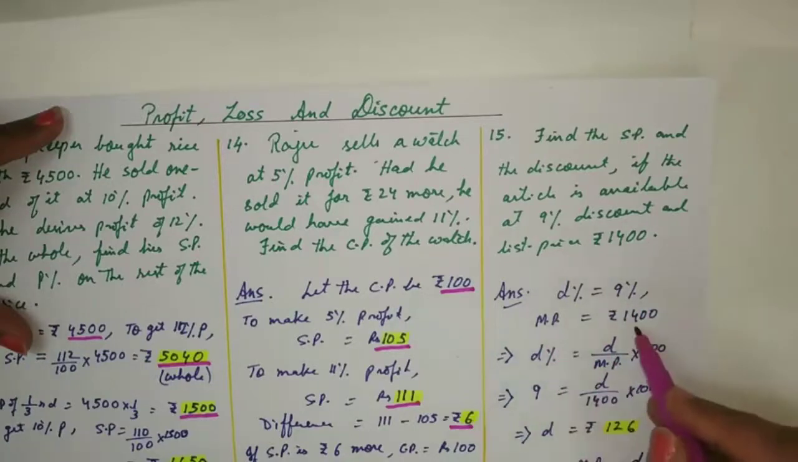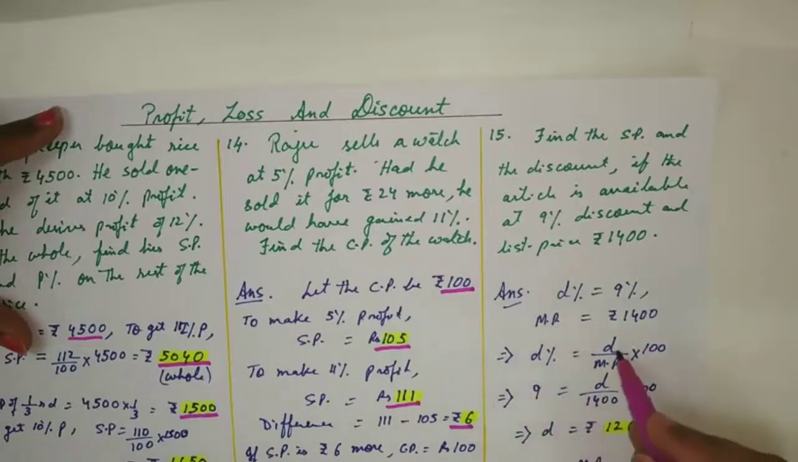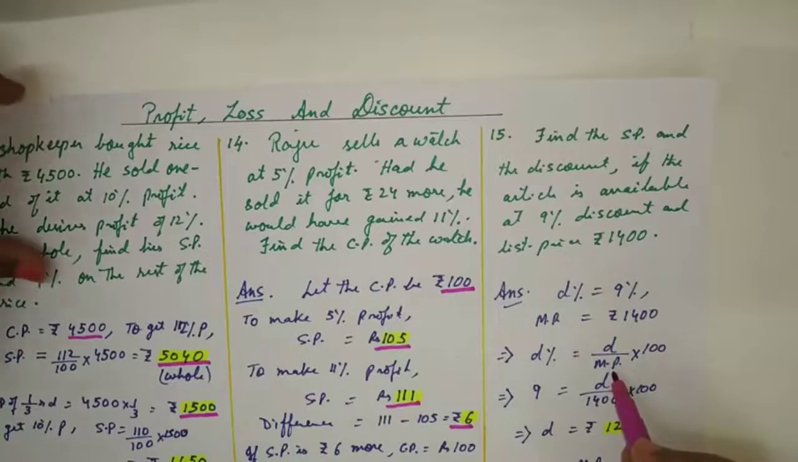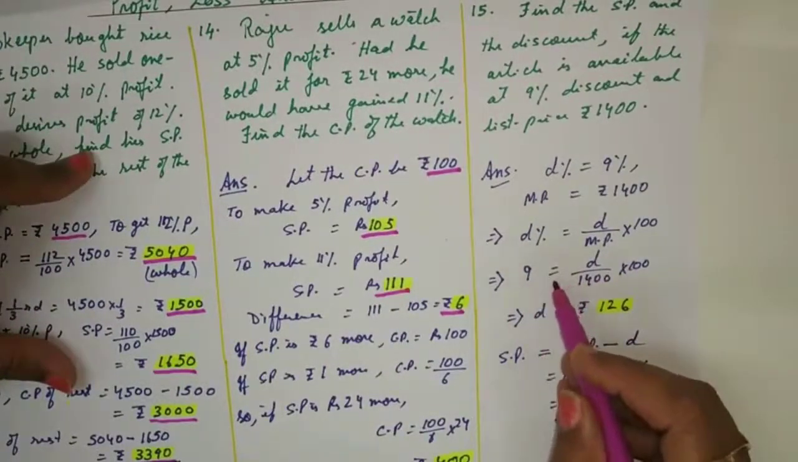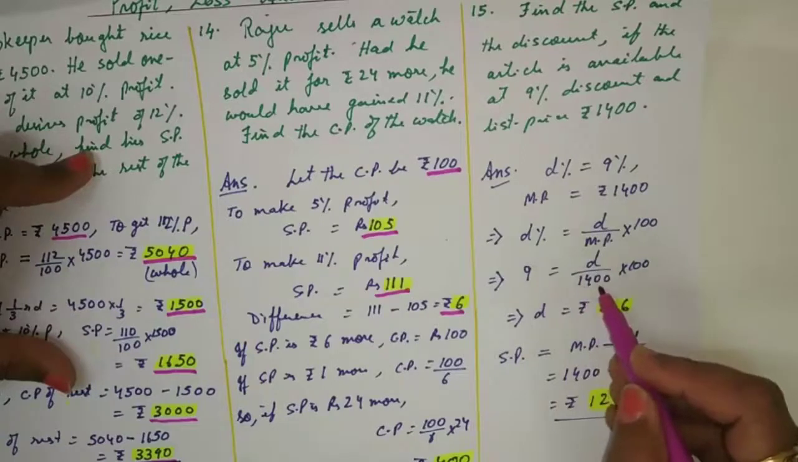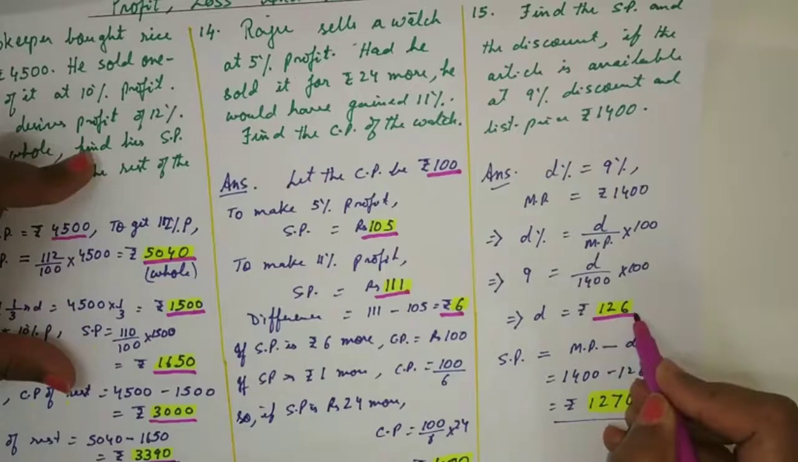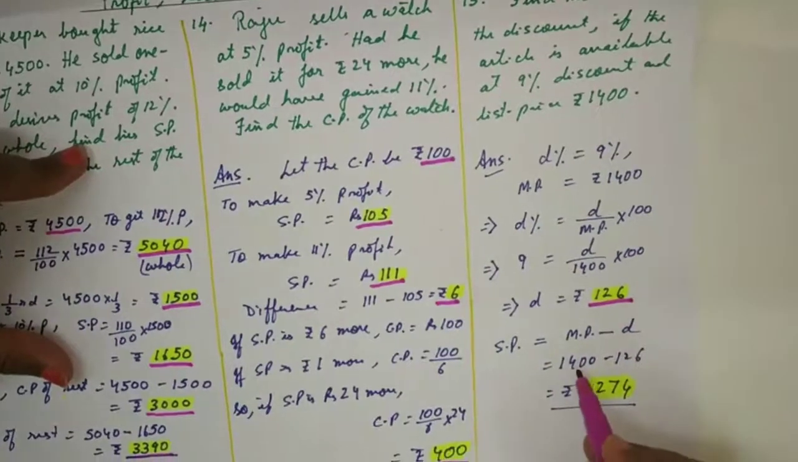Mark price is 1,400, and we know the formula that discount percent is discount by MP into 100, because as I told you, discount percent is always reckoned on mark price. So 9 according to the question is equal to D by 1,400 into 100, and we get the discount as 126. Putting into the formula, SP is mark price minus discount, 1,400 minus 126 is this.